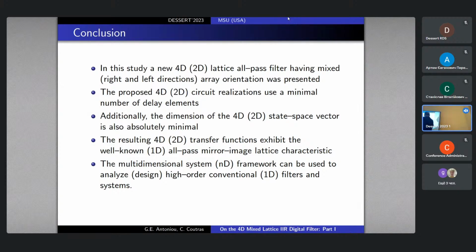Now, what is so important about this? Using the multidimensional framework, you can redesign high-order 1D filters, which is not possible otherwise. Up to now, everybody uses first, second, and third order the most. They don't use 4th and 5th order 1D filters. Using this technique, you go from behind. You derive the 4D, 5D transfer function, and then by making Z2, Z3, Z4 equal to 1, you can go back to 1D, and then you can increase the size of the filter using the transfer function.